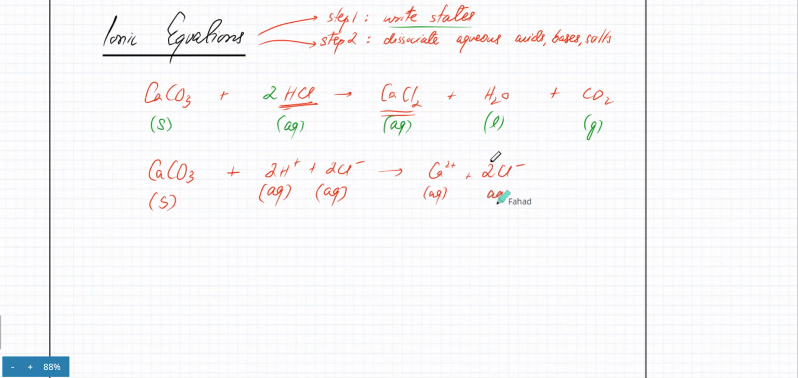And these would be aqueous as well, plus there's going to be water and carbon dioxide. इनको dissociate नहीं करना, ये liquid है और ये gas है. Only acids, bases and salts. So in our case, we dissociated 2 compounds. One was HCl, the other one was calcium chloride. अच्छा, अब dissociate करने के बाद, that's where the third step comes in.